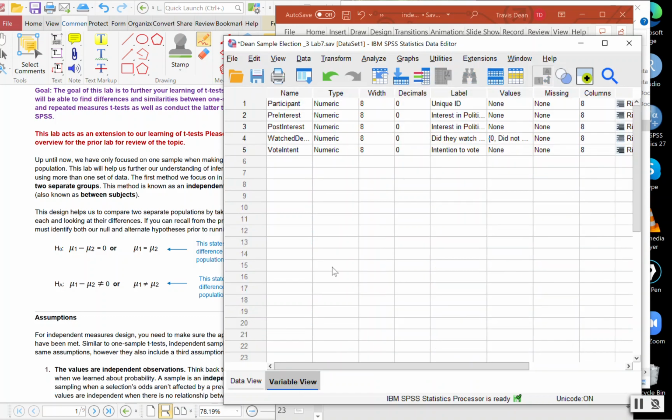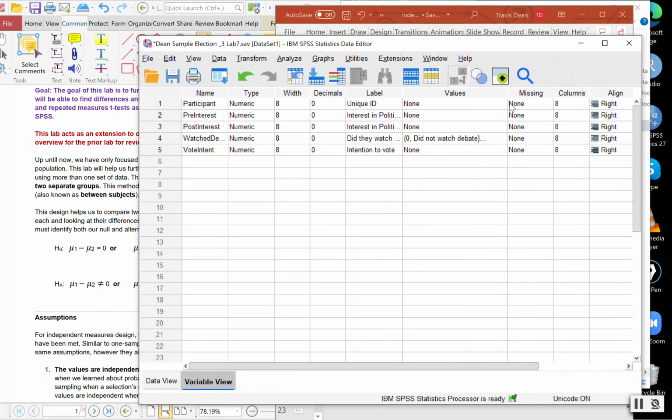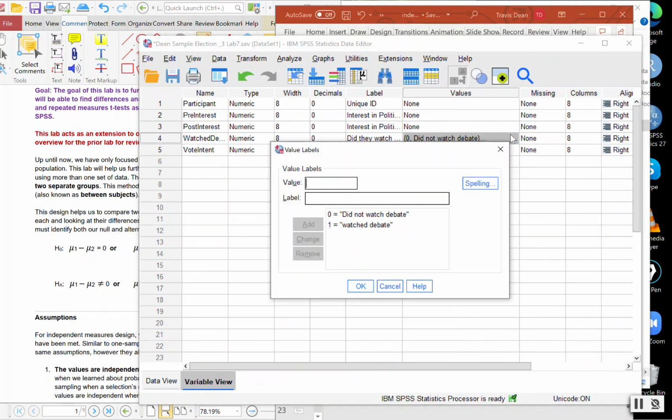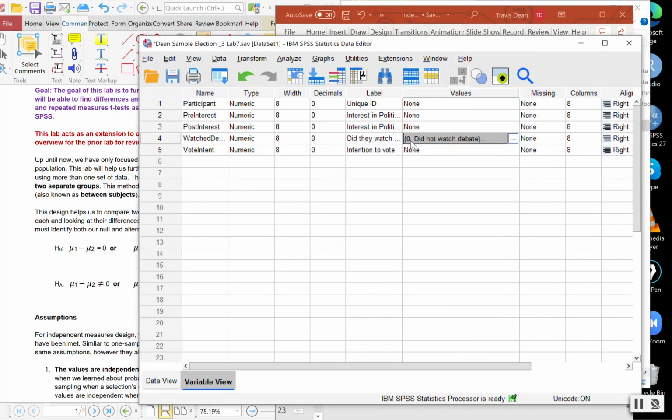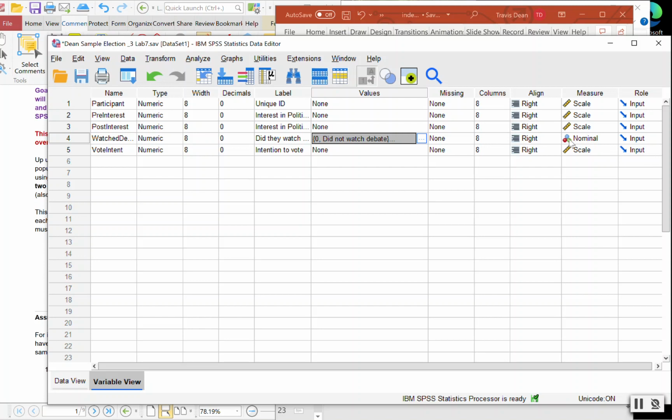And so if I was to go in the variable view, this would make sense how I constructed these variables. So I designated 0 for did not watch the debate, and then designated 1 for did watch the debate. And that's the way this variable has been constructed. And as you can see here, you can find other details about it. They're just designated as nominal. And this of course is your DV, intention to vote, and it needs to be on the scale.